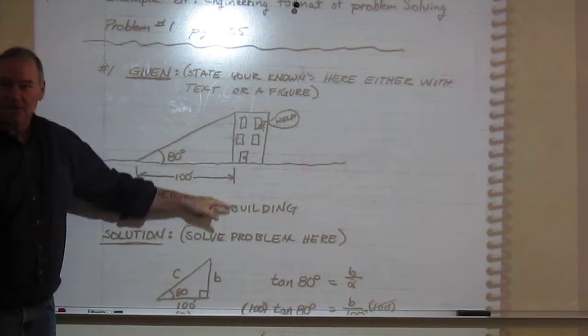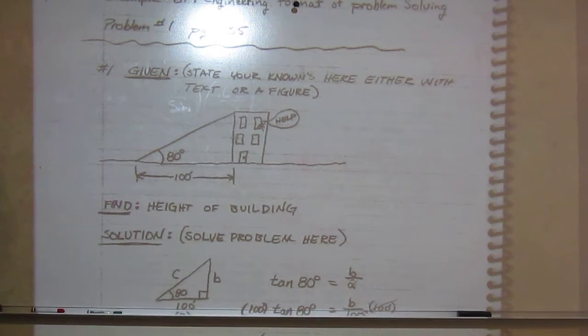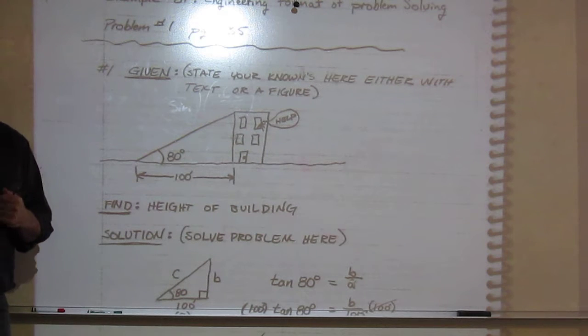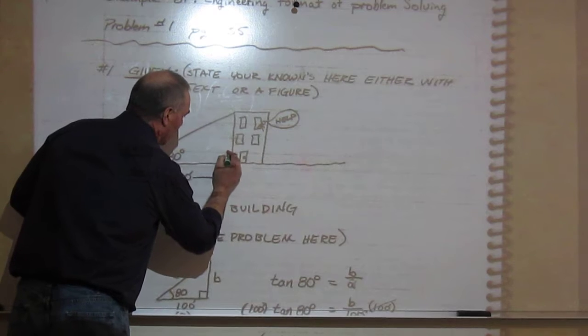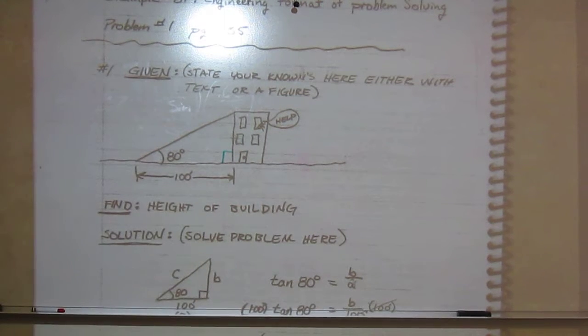Can we assume that this building is built straight up and down? Probably. I think so. Pretty close. Yeah, unless we're looking at the Leaning Tower of Pisa. Okay, we're straight up and down on buildings. That's the goal. So we know that that is a 90-degree angle.